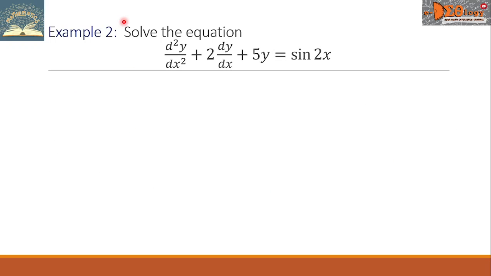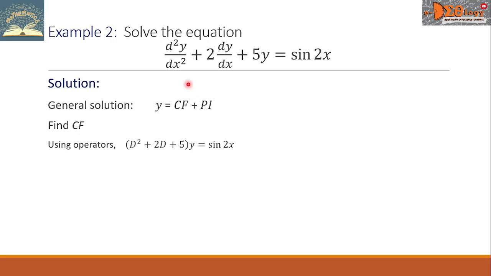Example 2. Solve the equation second derivative of y with respect to x plus 2 times dy over dx plus 5y equals sine of 2x. The general solution, y equals CF plus PI. Let's begin with finding the CF.